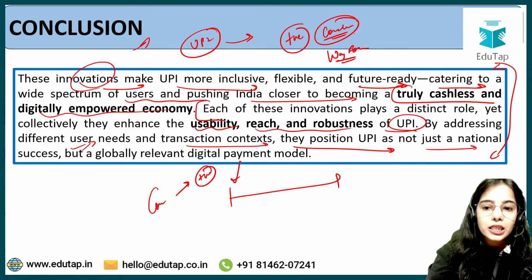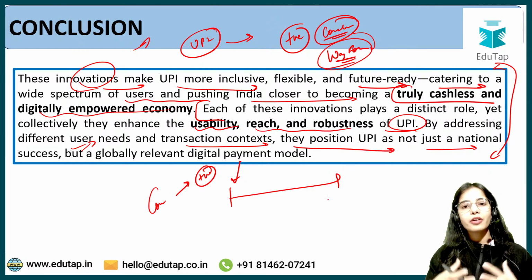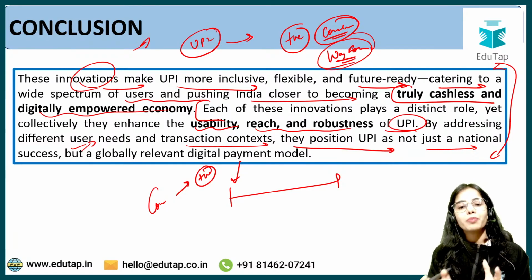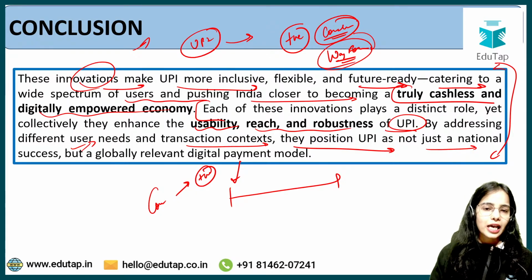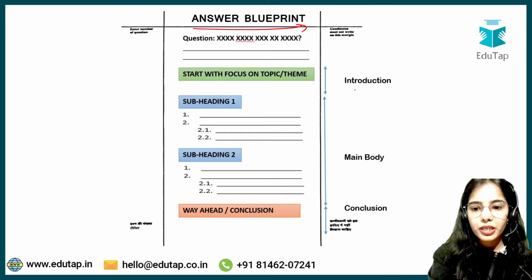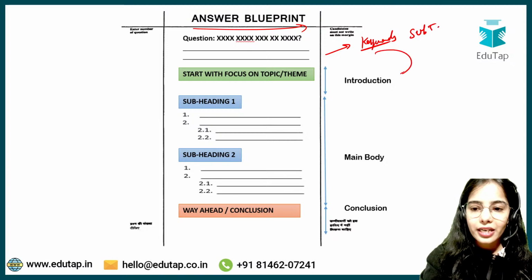Even if you are criticizing, that should be a positive criticism. Okay, the way forward, if you want to give a way forward, that can be given, that still there are various areas that can be reached through the UPI system, as the UPI system is a very powerful system in the country. Like this, there can be a way forward. Now the answer blueprint: first you have to find the keywords and the subtopics in the question, and then write the introduction.